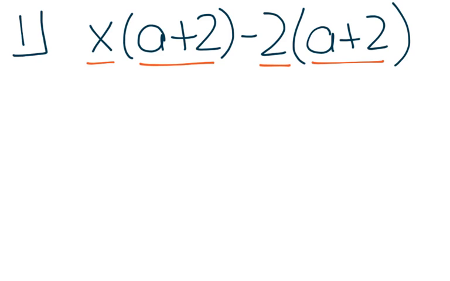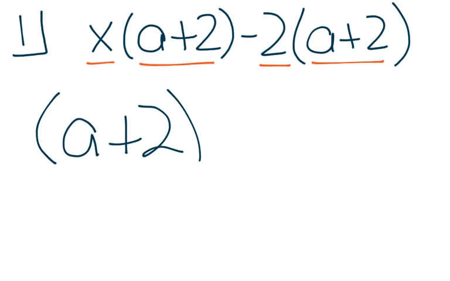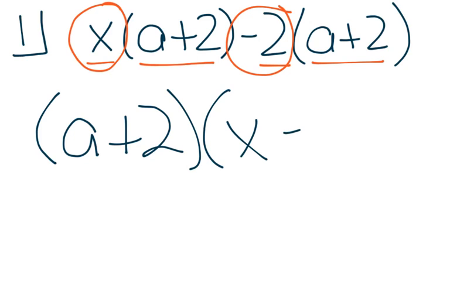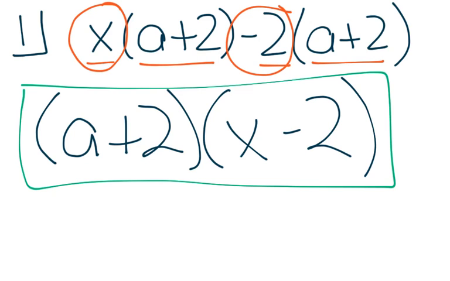And as you can see, these two, a plus 2 and a plus 2, are the same. So if you consider it to be one number, you can kind of factor that out. So you can factor out the a plus 2, and what you're going to have left is the x and the minus 2. So in your second parentheses, you can put x minus 2. Okay, so this is number 1, a plus 2 times x minus 2.